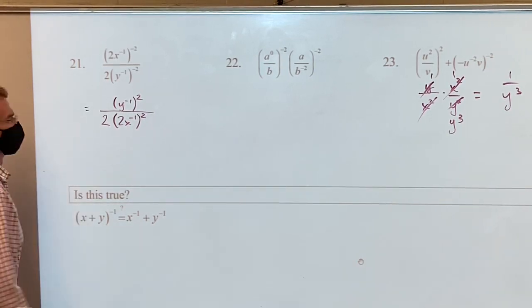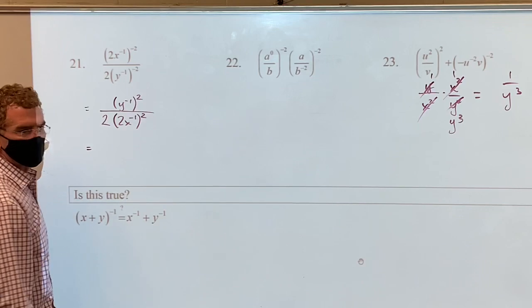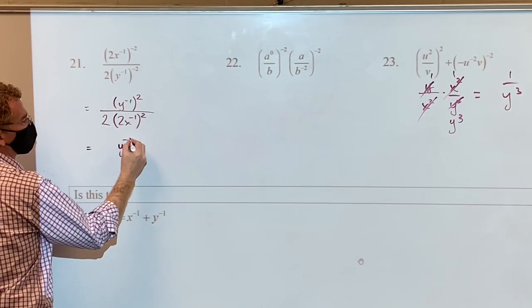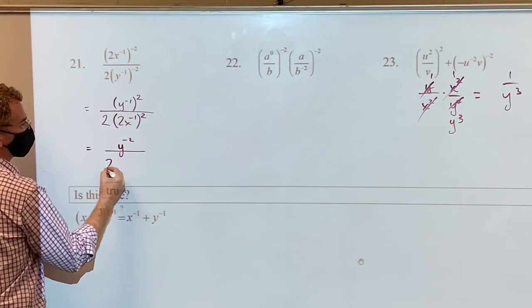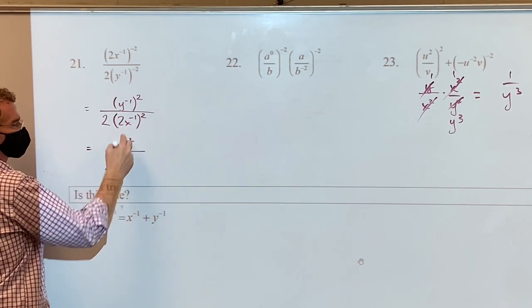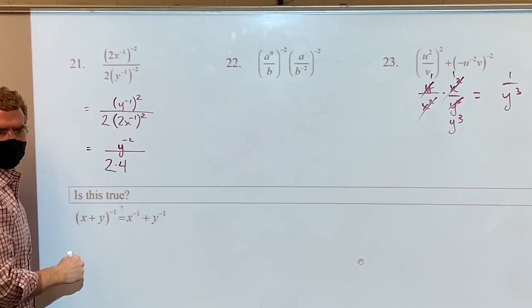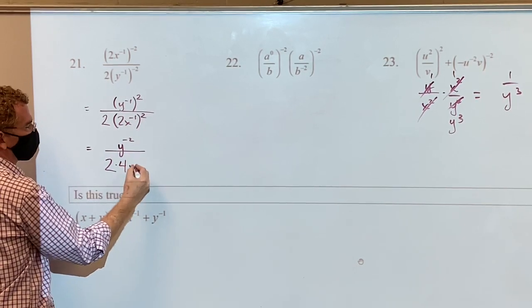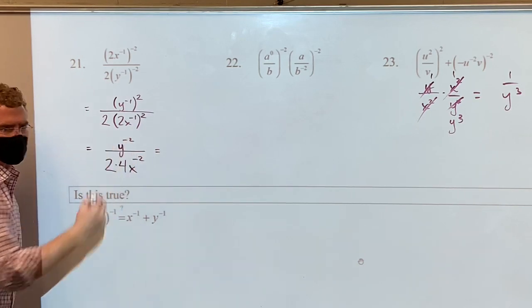Now what would you do? Exponents. So, power to a power, multiply. Drop the 2 down. And when I square this, that 2 now becomes a 4. And then when I square the negative 1, power to a power, multiply. But I still have negative exponents.